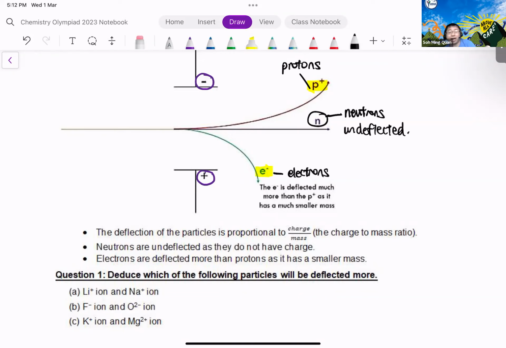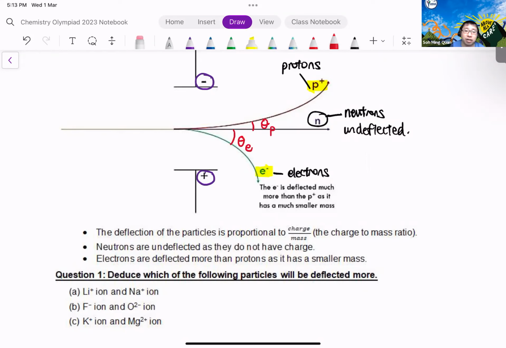So why are neutrons undeflected? That's because of the charge. Neutrons do not have charge, therefore they are not deflected inside an electric field. This is quite a common extension question that you see in pure chemistry exams as well. Now, something I want to add. If you notice, the angle of deflection is just not the same.